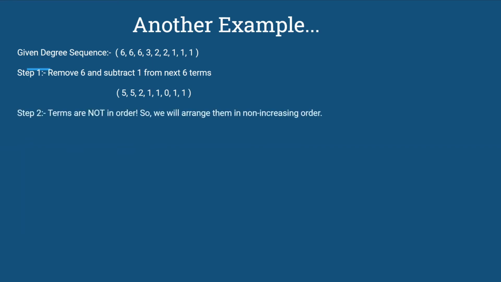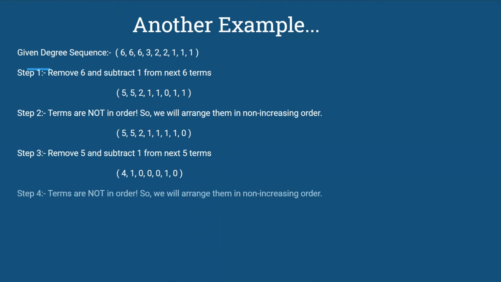Now, as you can see, these terms are not in order, so we will have to rearrange them in non-increasing order. When we do that, we get 5, 5, 2, 1, 1, 1, 1, 0. Now we remove 5 and then we subtract 1 from the next 5 terms. So when we remove 5 and subtract 1, we get 4, 1, 0, 0, 0, 1, 0. Again, they are not in order, so we arrange them.